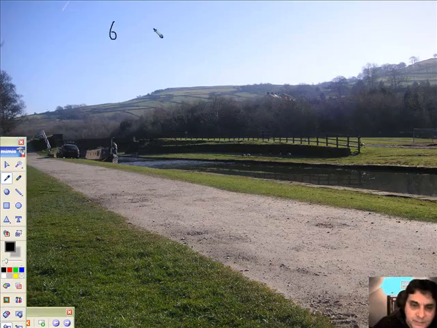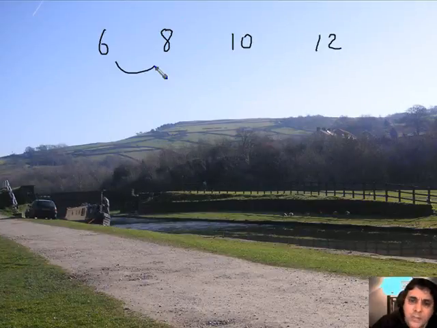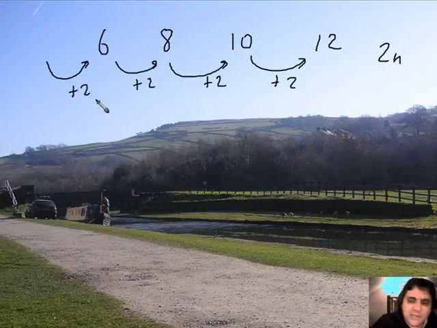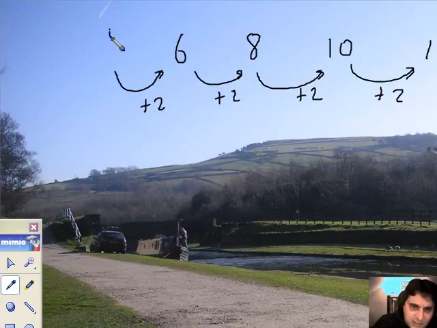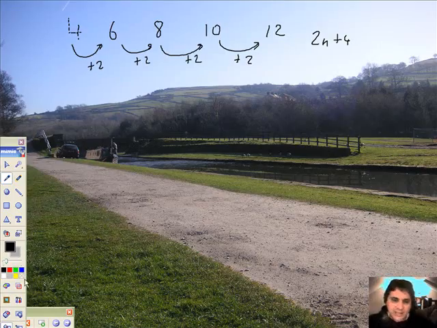6, 8, 10, 12. I'm going to go quite quickly. What are we doing? Go up in twos. Add on 2. Add on 2. Tell me, it's a 2n rule. Back to the 0 term. What plus 2 makes 6? Answer 4. And 4 is the 0 term. 2n plus 4.